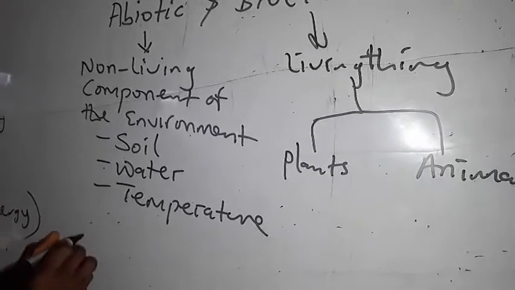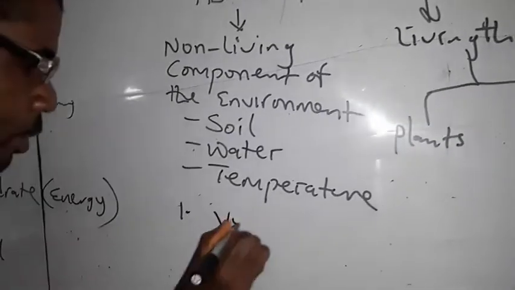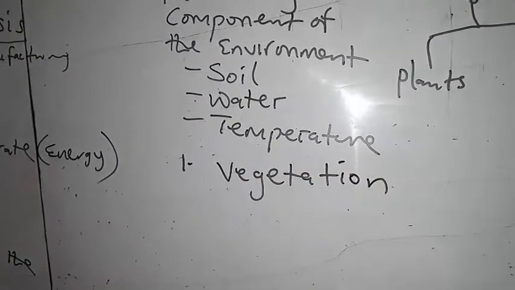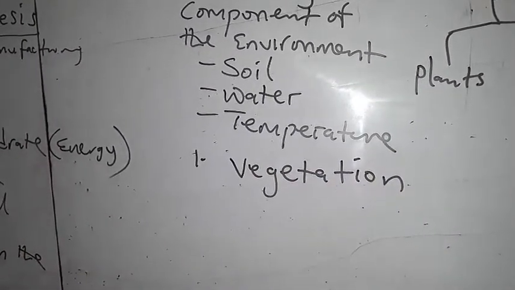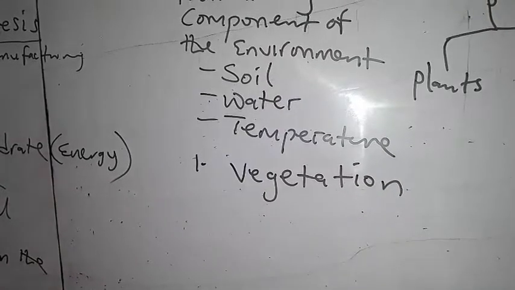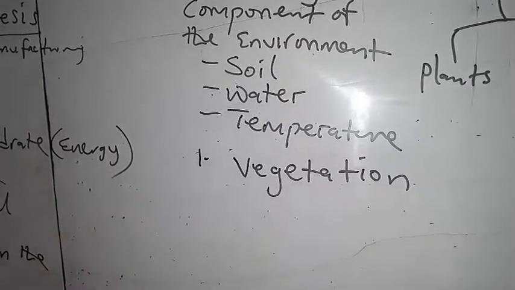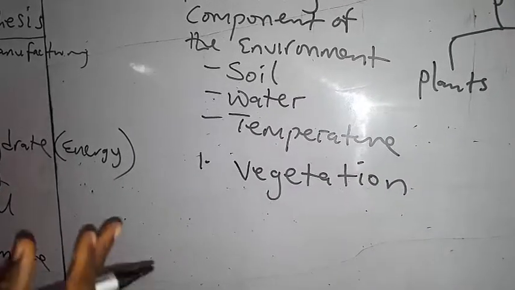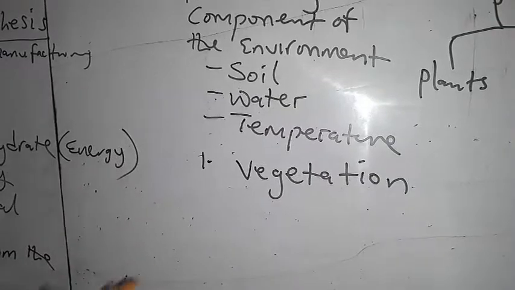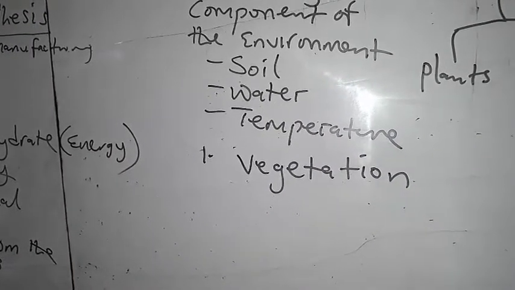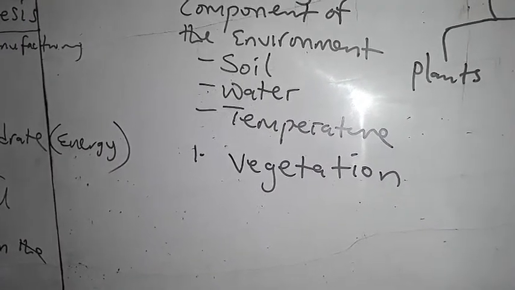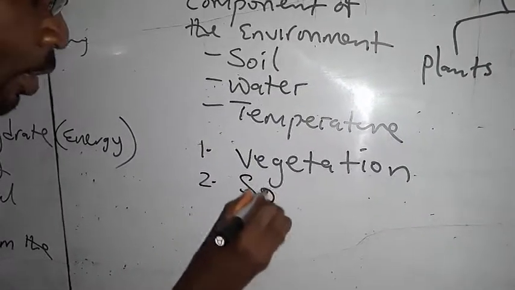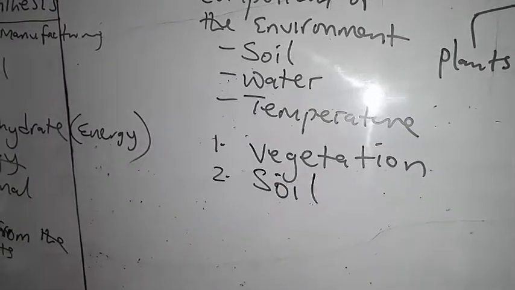The first one is through vegetation. Vegetation is mostly the plants. During their respiration, during transpiration, during exchange of gases, you see that energy is lost because it's a metabolic process. So they can lose energy in that form. Energy can equally be lost through abiotic factors like the soil. The soil can lose energy.